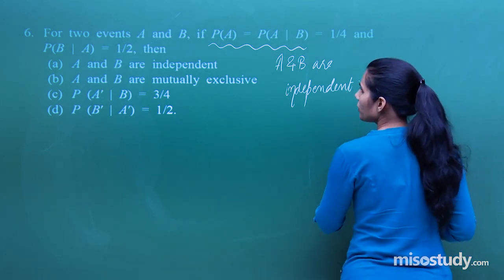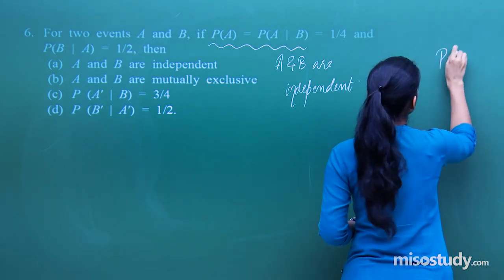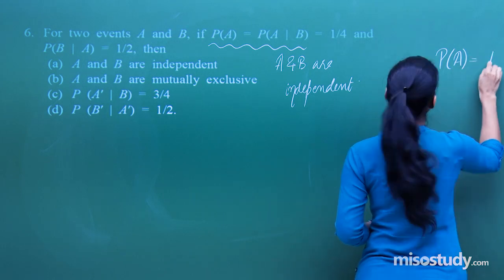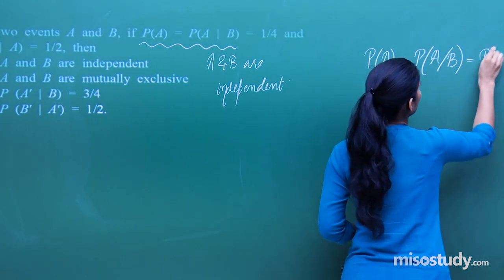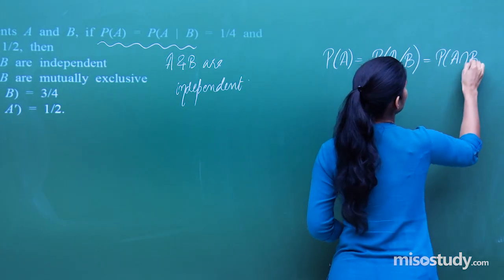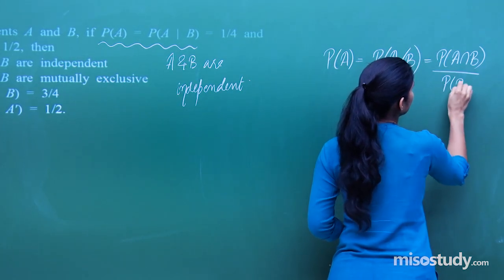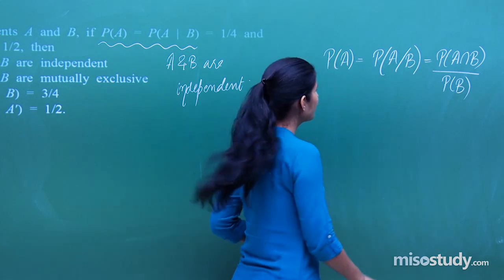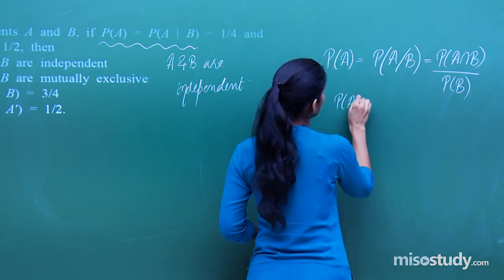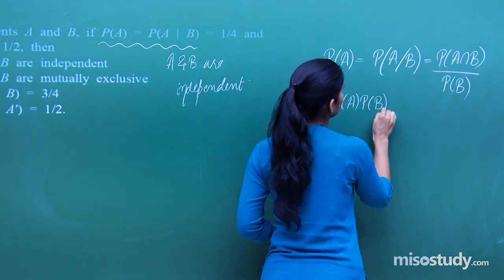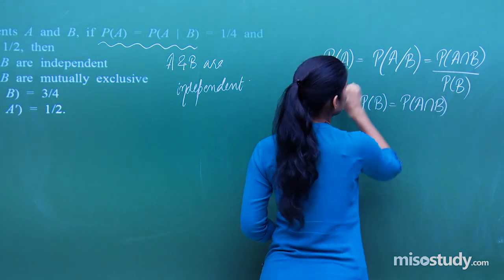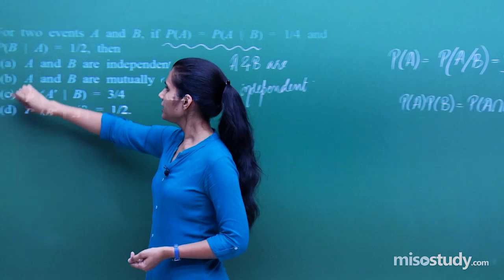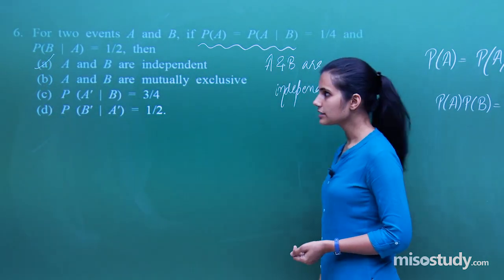Now you need to show whether A and B are independent or not. You are given that probability of A is same as probability of A by B. This is equal to probability of A intersection B upon probability of B, right? And therefore you are getting probability of A into probability of B is probability of A intersection B. That's what you're getting. And therefore yes, A and B are definitely independent events.